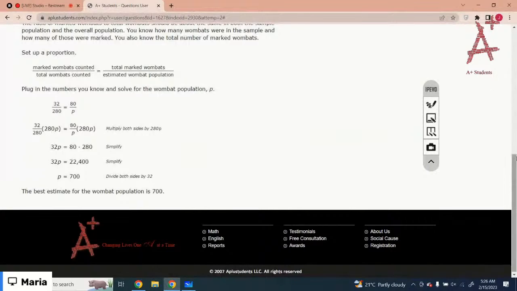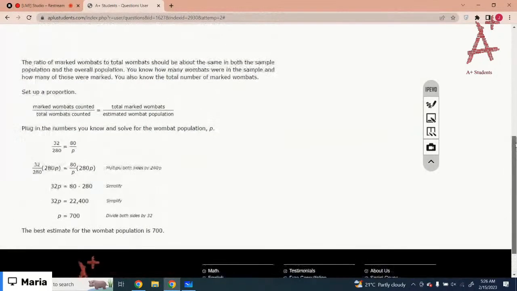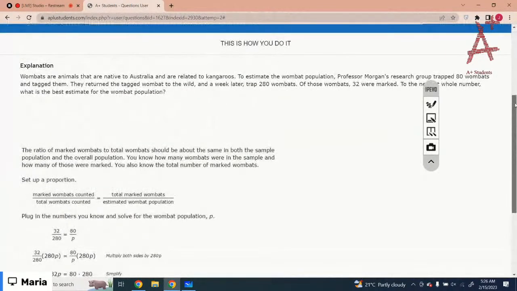Oh, okay. Let me just read the question. Wombats are animals that are native to Australia and are related to kangaroos. To estimate the wombat population, Professor Morgan's research group trapped 80 wombats and tagged them. They returned the tagged wombats to the wild and a week later trapped 280 wombats. Of those, 32 were marked. Only 32 were marked out of 280.